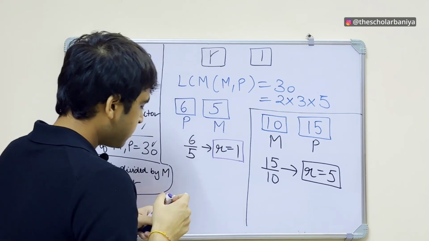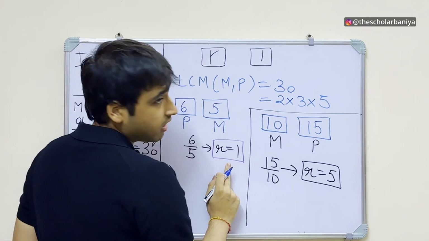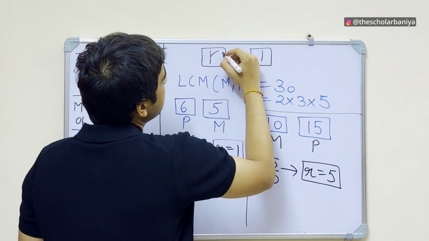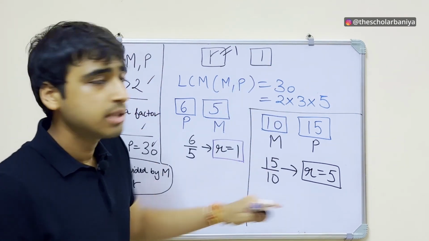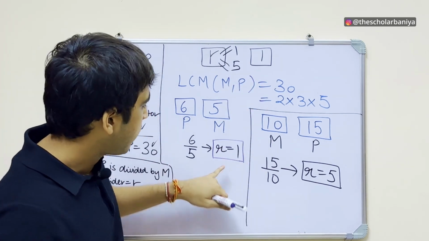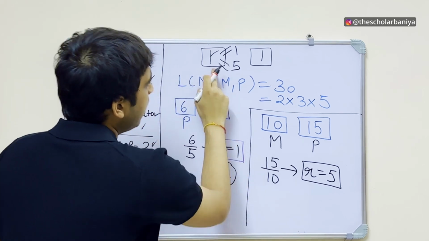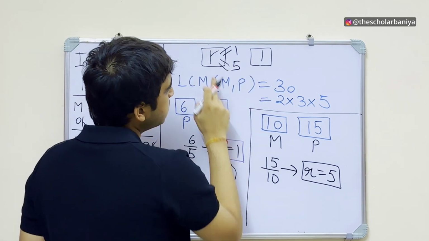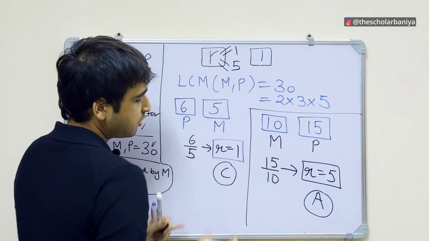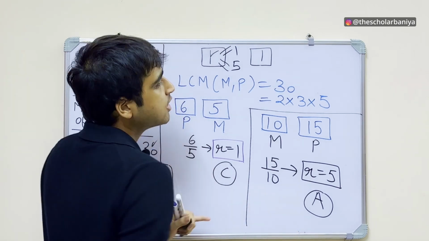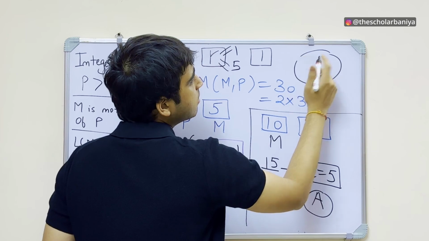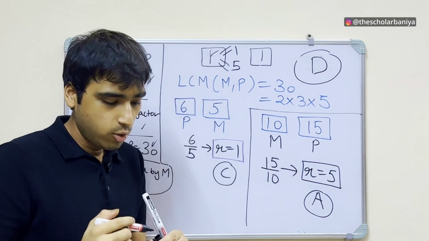So this was one case in which the remainder was 1, right? So one possible value of R is 1, and the other possible value of R is 5. If R is 1, the answer will be C. If R is 5, the answer will be A, because this side is bigger than this side. So sometimes the answer is C, sometimes the answer is A. So the final answer becomes D. I hope this should be clear.